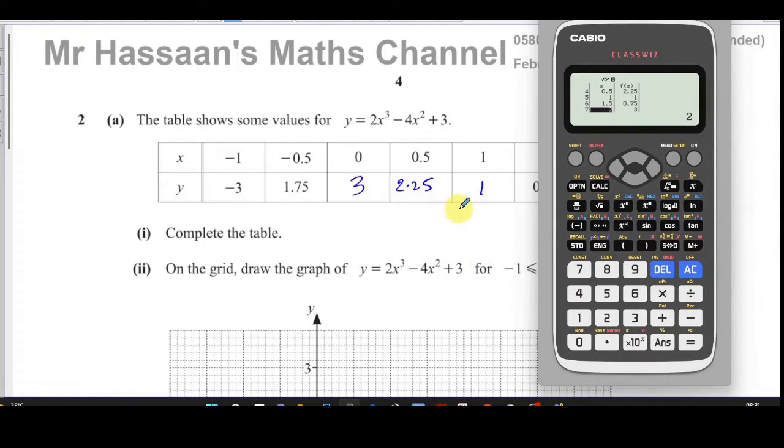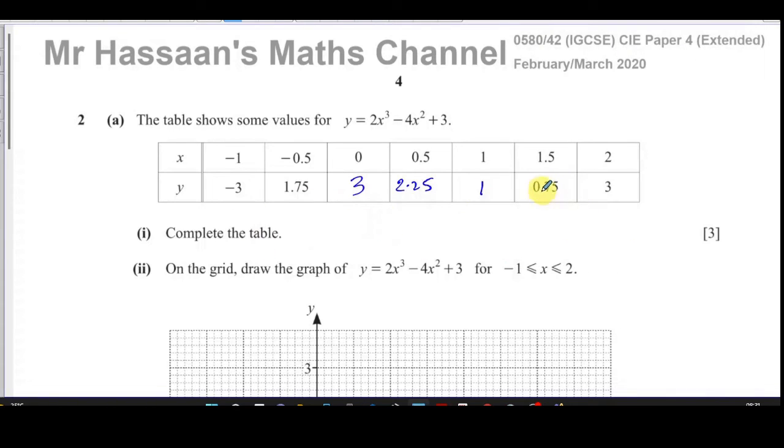Now this one here is pretty simple to just do either in your head or just put one of the values in and get it. But if there's a lot of values to fill out in a table, then this might be something that you might find more useful. Okay, so that's how we can deal with filling out the table. All right, so that's part A done.